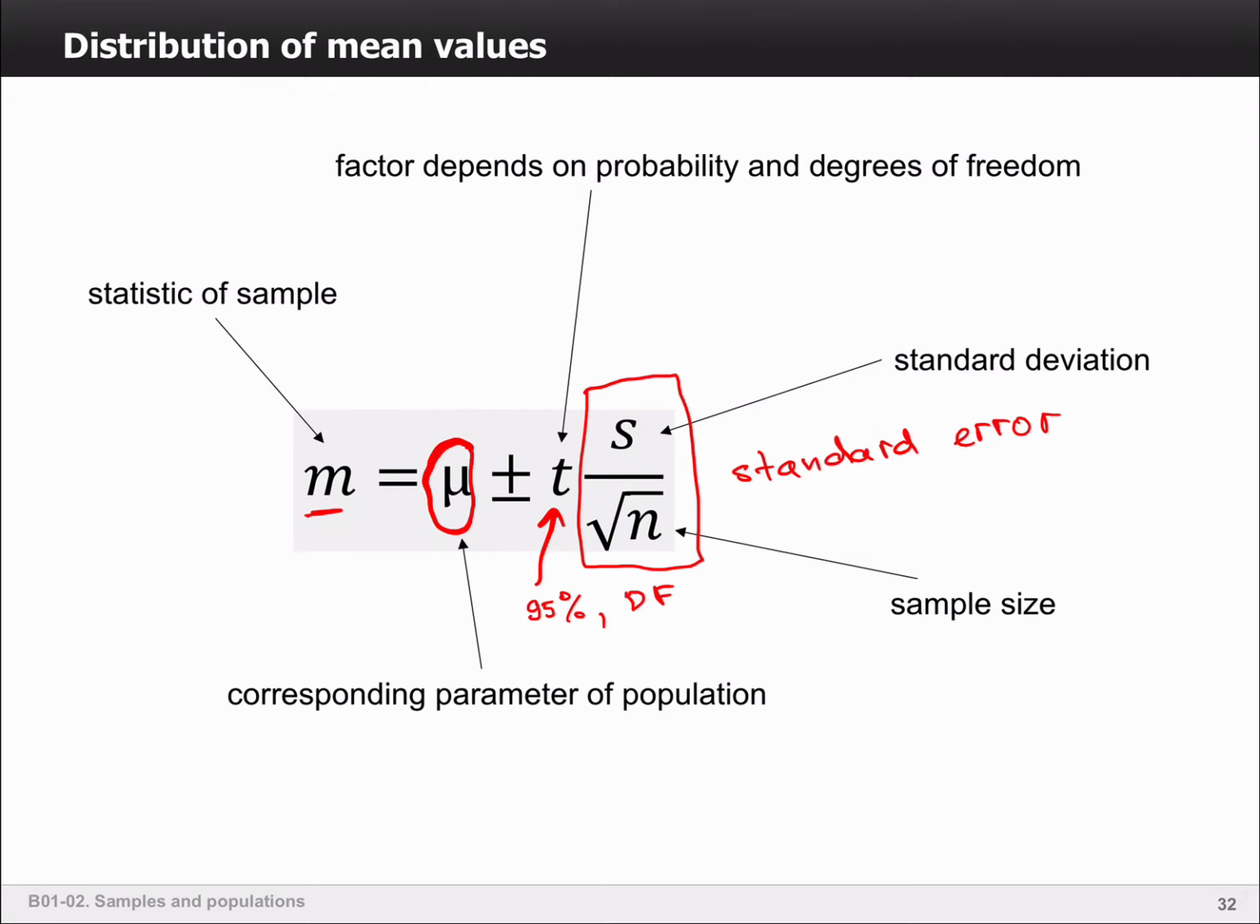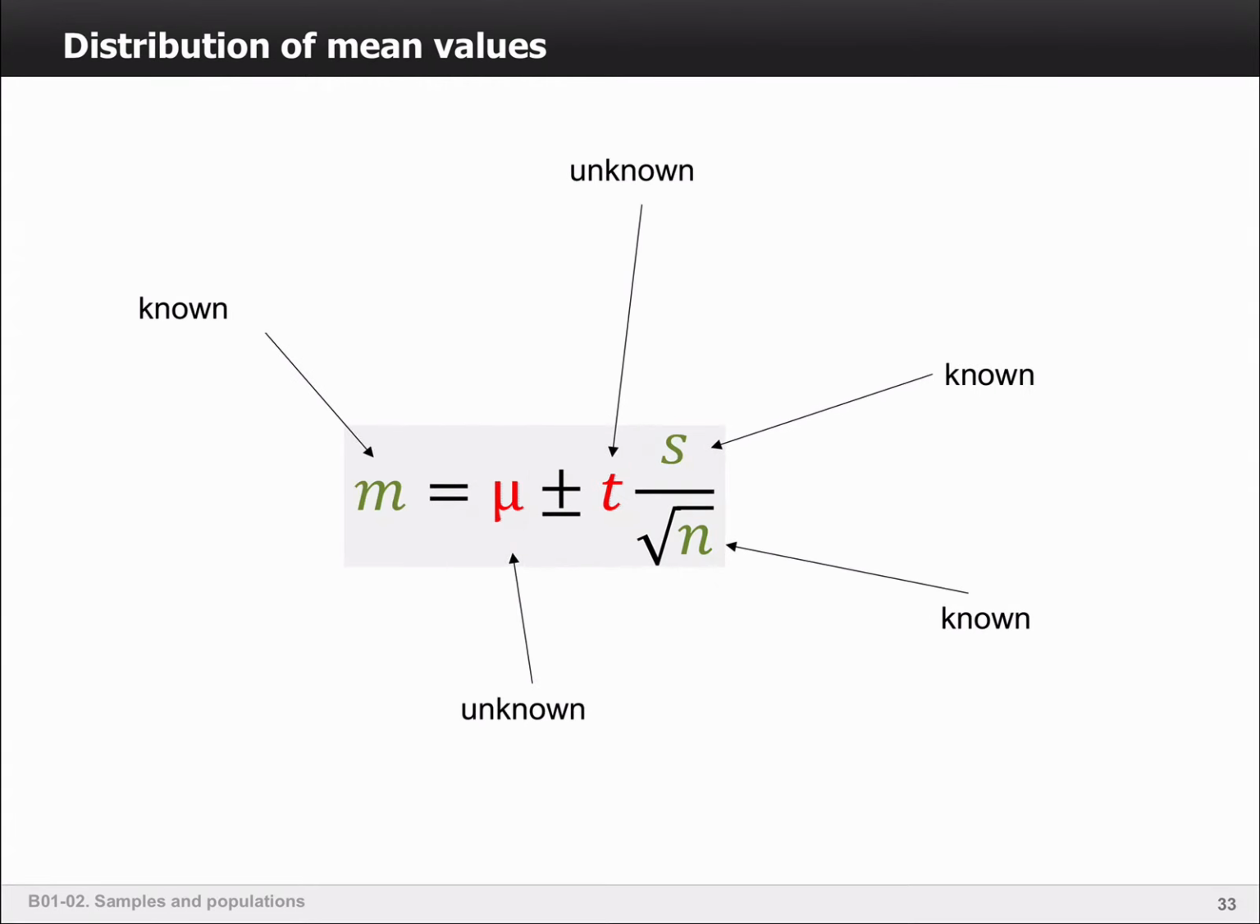Now look, we can look at this formula in a certain position: how many things we know and how many things we don't know. Well, we definitely know the average of our sample, right? Every time we take a sample, we can calculate the average. And we can also calculate the standard deviation and the sample size. What we don't know is two things. First of all, we don't know the average of our population, mu, and we don't know the t-value, right? So these two things are unknown.